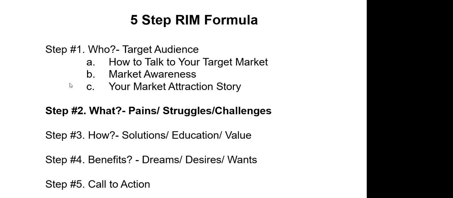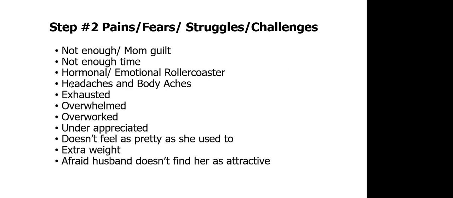So this is step 2. Step 1 was your who, step 2 is the what. So I shared with you guys a little bit about my avatar, my 38-year-old female mom that has 3 children, right? So when I was writing down, I was looking at pains, fears, struggles, and challenges that this mom might have. And again, it's just things I've written down, kind of scribbled into my boxes, and I've typed them up here for you guys to kind of see.